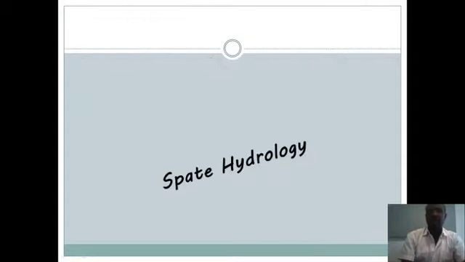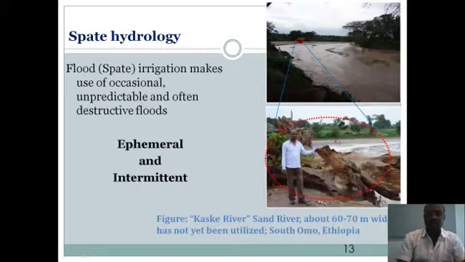All of this, the general aspects that we have talked about, will lead us to what kind of hydrology we have in spate systems. Coming to spate hydrology, spate itself is the utilization of those unpredictable, often destructive floods into benefits. Among the river types that we have talked about, spate uses ephemeral and intermittent, not the perennial ones. And as we have said, ephemeral and intermittent rivers carry water for only a short period of time.